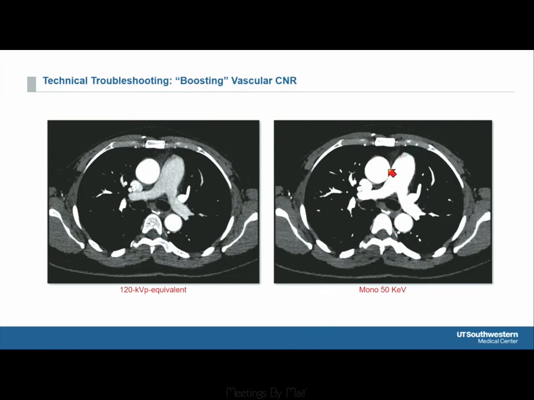The first case is probably the most common scenario encountered out there, where we don't have good opacification of the pulmonary artery. We know that suboptimal quality PE studies may occur in up to 10%, and many of them will occur due to incorrect timing or injection issues, or even the phenomenon of transient contrast interruption. Here, as an example, we can use monoenergetic 50 keV images. It's using the same acquisition to boost the contrast medium signal within the pulmonary arterial circulation.